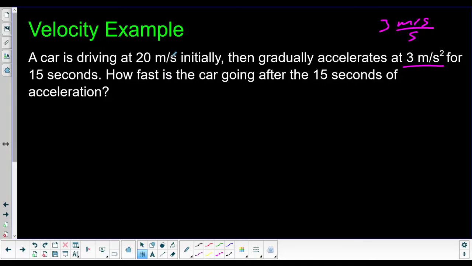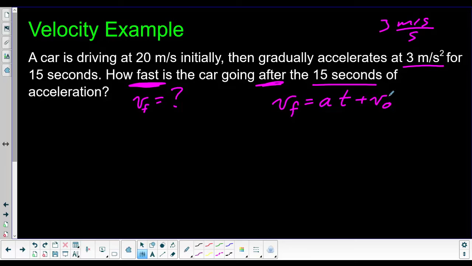This is like a baby physics problem, but we're going to do it because we need baby steps to get us going. So read the question. What are we asking for? Not displacement, but velocity. How fast is the car going after 15 seconds? So we need to find final velocity. Our final velocity equation is final velocity equals acceleration times time plus initial velocity.